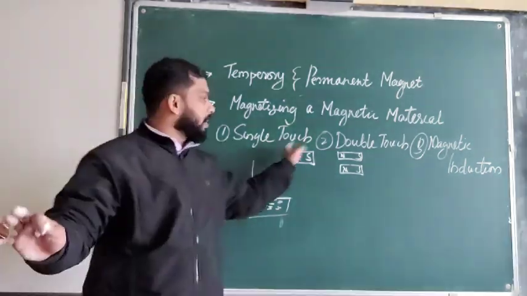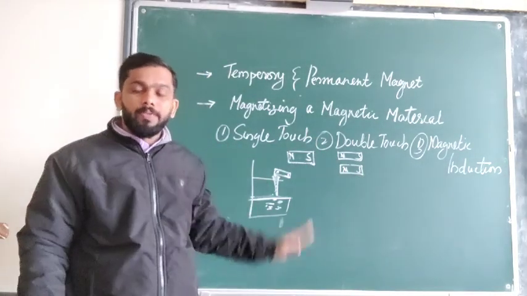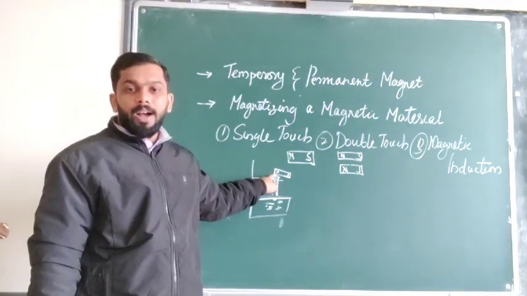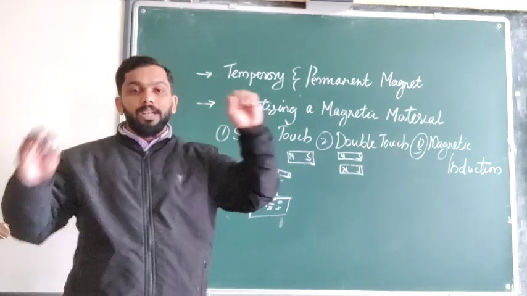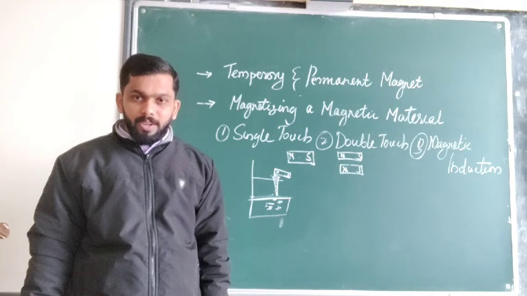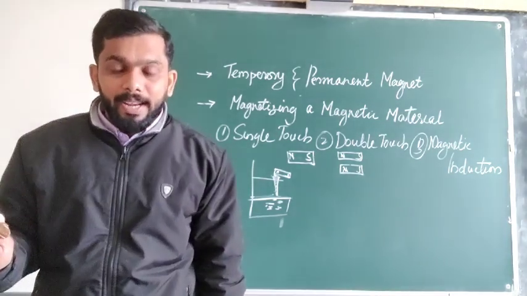If you remove this magnet from the iron nail, what will happen? The magnetism vanishes, and the pins will fall down. Again, if you keep the magnet on the top of the iron nail, these pins will be attracted again. As you remove the magnet, the pins will fall down. Is it done? Yes. So this is called magnetic induction.